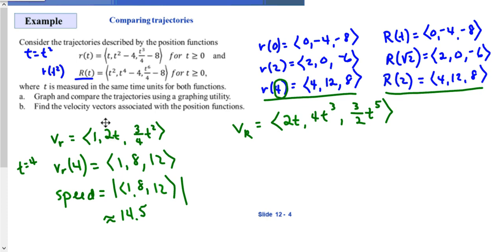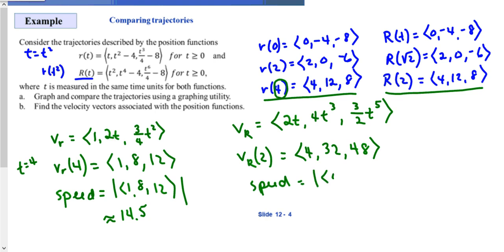Capital, or V of capital R, let's look at 2 when it's at that same point and see what its speed is at that point. So V of R at 2 would be 4, 32, 48. Okay, so if we found the magnitude, which would be the speed of the second object, we just find the magnitude, which that one comes out to be approximately 57.8.